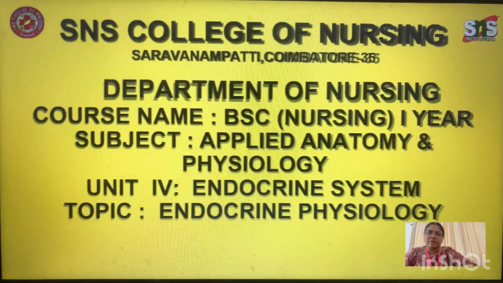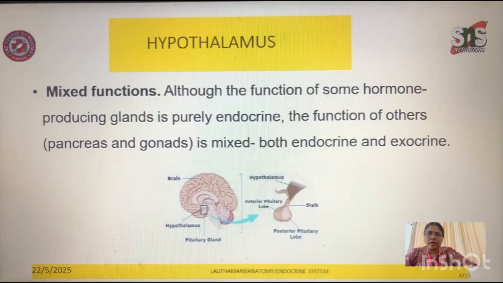In this lecture series, we will be learning about the endocrine system and endocrine physiology, including how all the organs function. The first organ will be the hypothalamus. Here, mixed function will be there. Some of the hormone-producing glands are purely endocrine. Most glands will be purely endocrine, some will have an exocrine function, and some will be both endocrine and exocrine, which are called heterocrine glands.